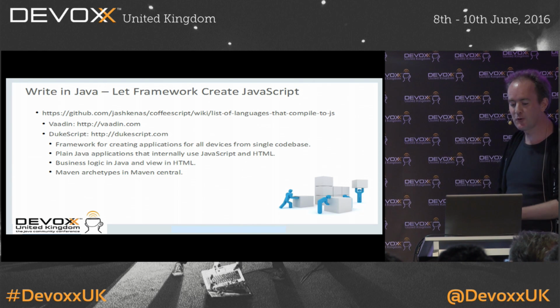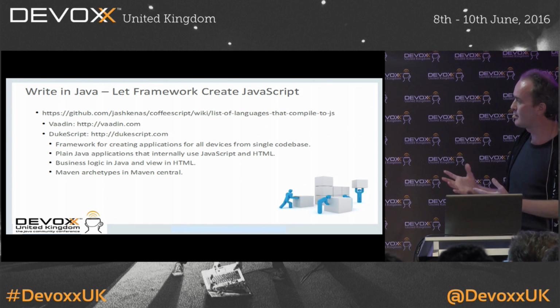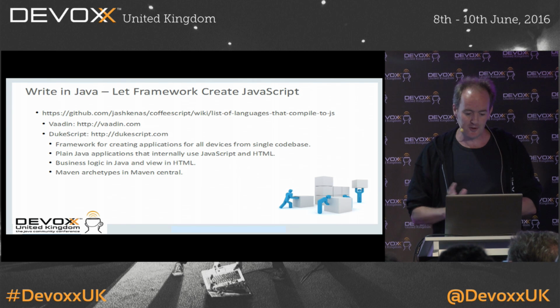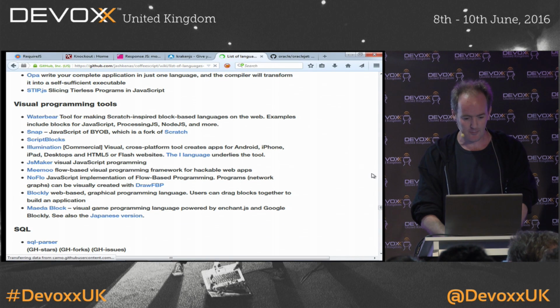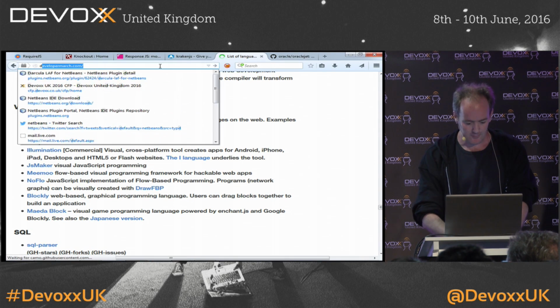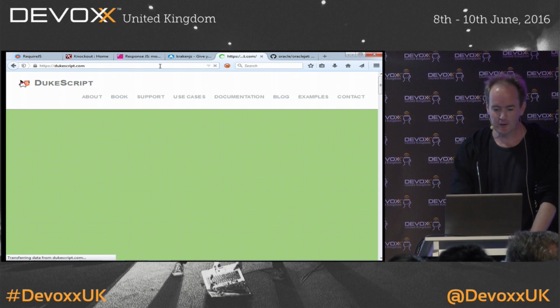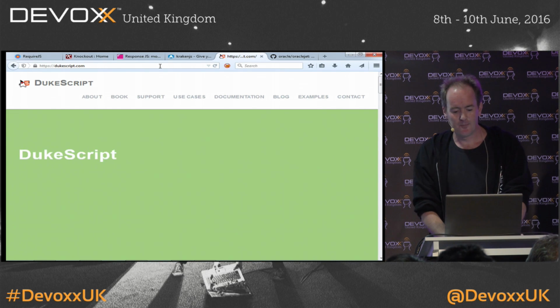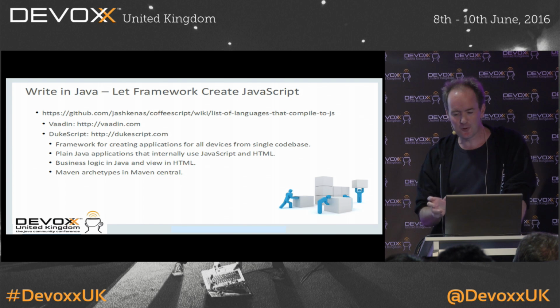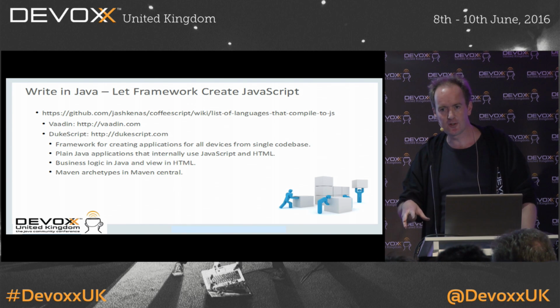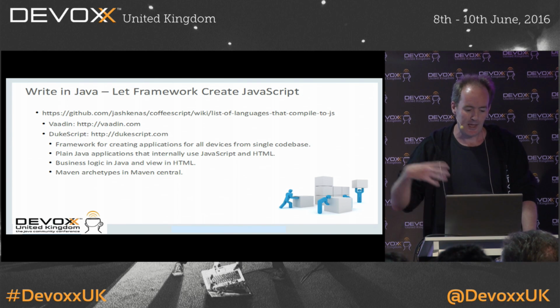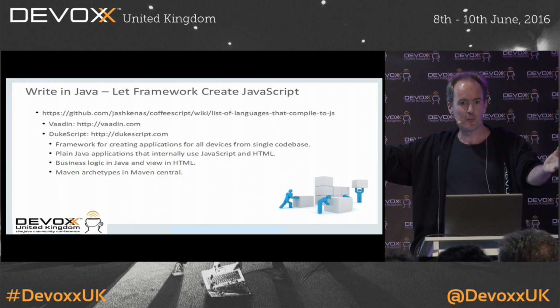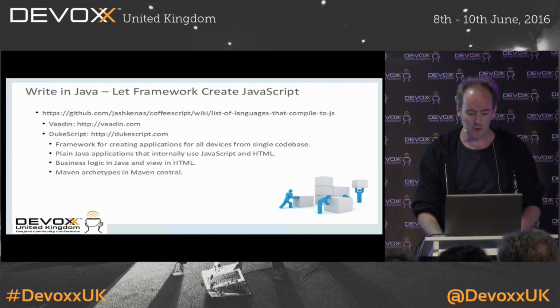I want to briefly talk about something else in the same area called DukeScript, because it's probably less well known than Vaadin. So just to give it some attention, if you go to DukeScript.com, this is a technology comparable to Vaadin in the sense that you code your application in Java, and it magically compiles this down to JavaScript, but it does more than that.